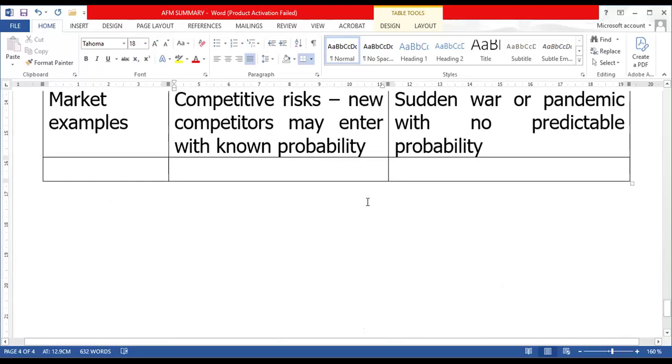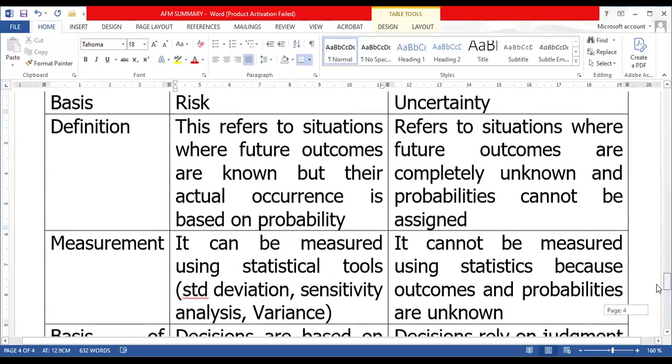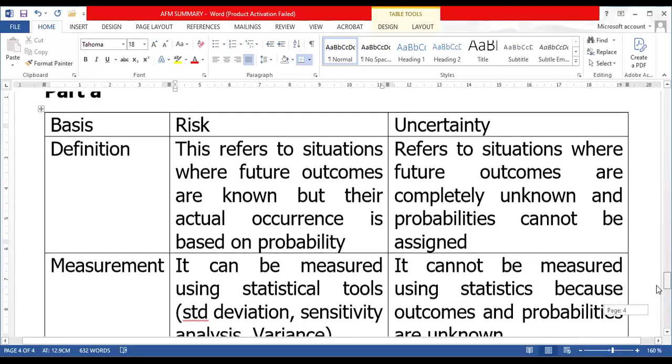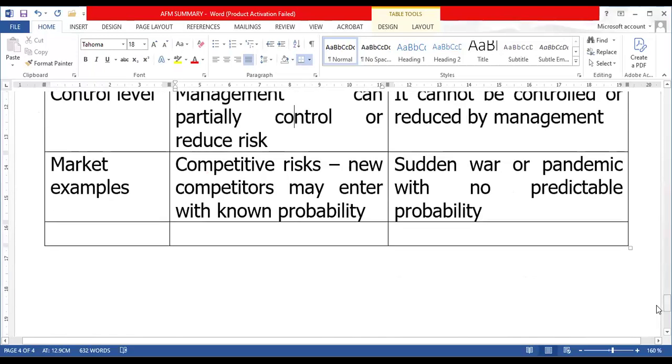I know you have this handout. I believe you have all this. Okay, that is about it. But we have many points when we talk about insurance.